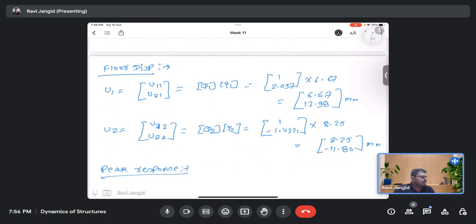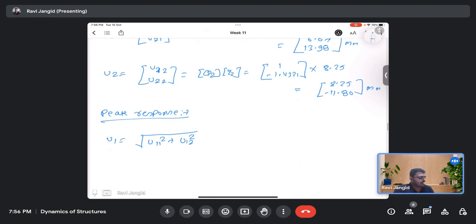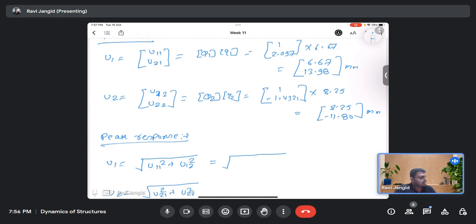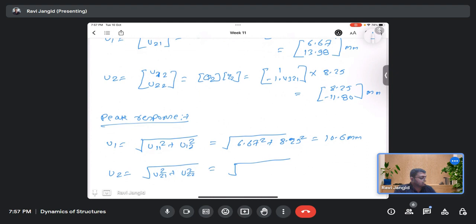Okay. So for this, for the first story, it would be the square root of U11 square plus U12 square. And for the second story, it would be U21 square plus U22 square. So your U11 is what? 6.67 square plus 8.25 square, that is coming out to be 10.67. And then the same thing, 13.98 square plus minus 11.8 square, so that would be coming out to be 18.29 mm. Okay, so that was our part B.